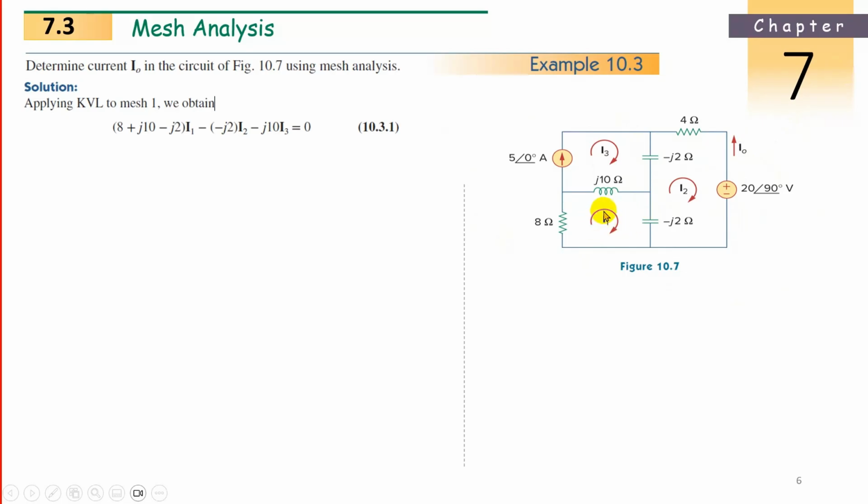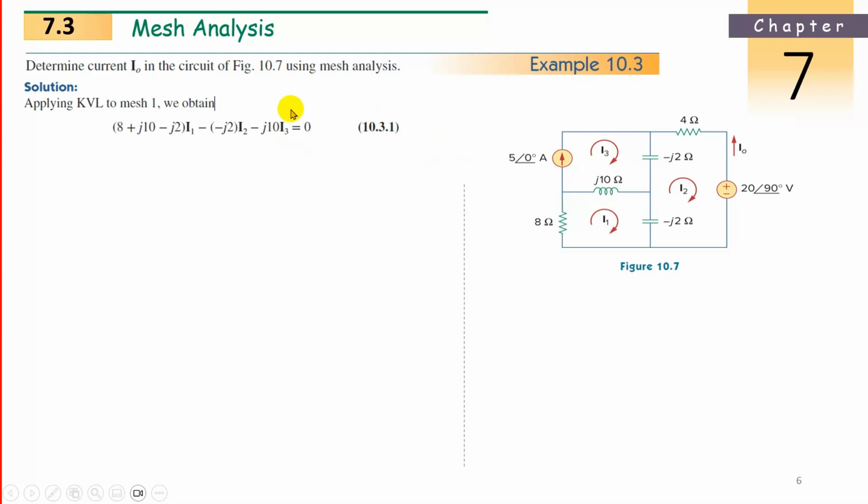So the first loop here. How can we write the first loop equation? 8 for I1. 8 is there, J10 is there and minus J2 is there. So 8 plus J10 minus J2 will be multiplied by I1. And in this 8 ohms only I1 is flowing, but in J10, I3 is also flowing. So J10, I3 also will come. Why minus? Because the current I3 is opposite to this I1.